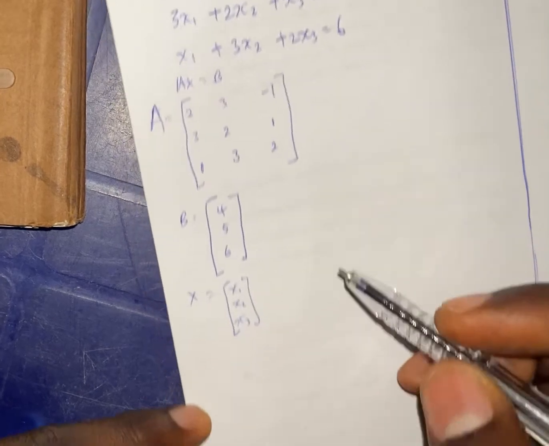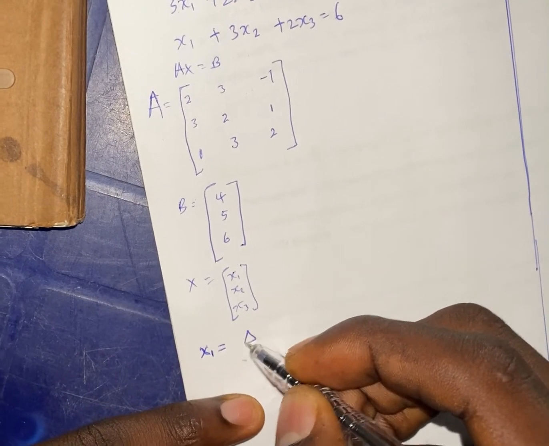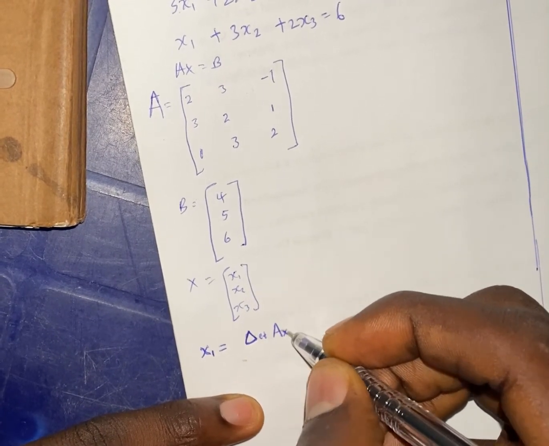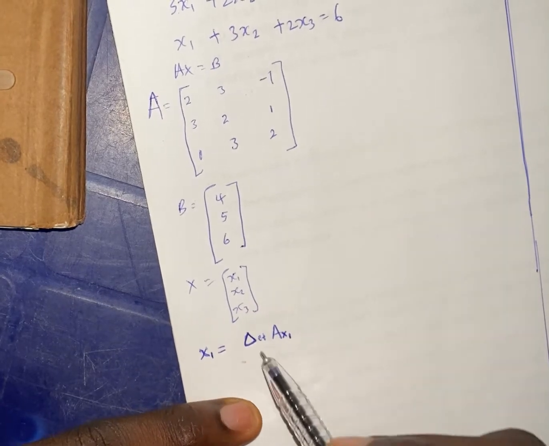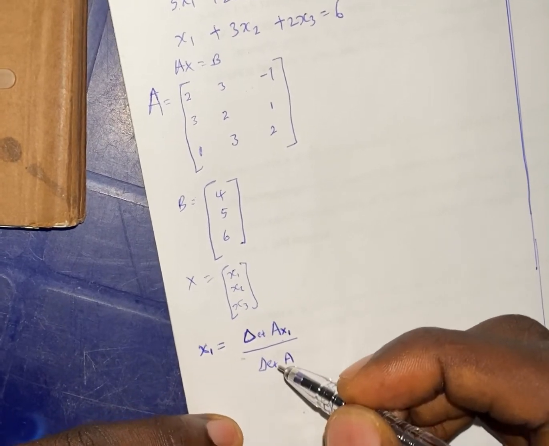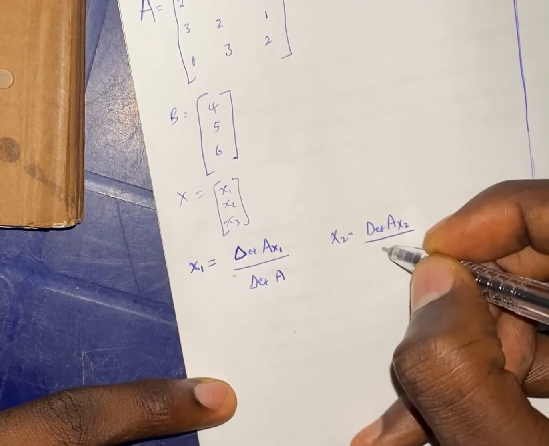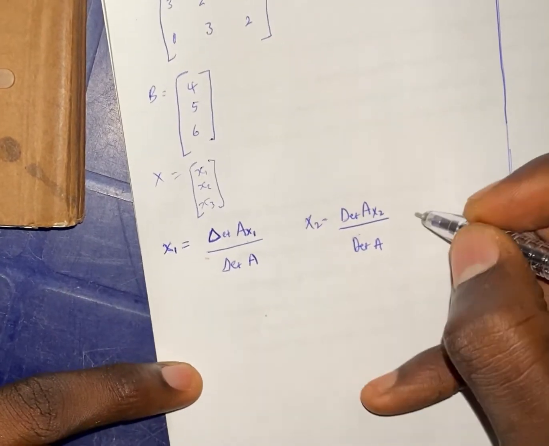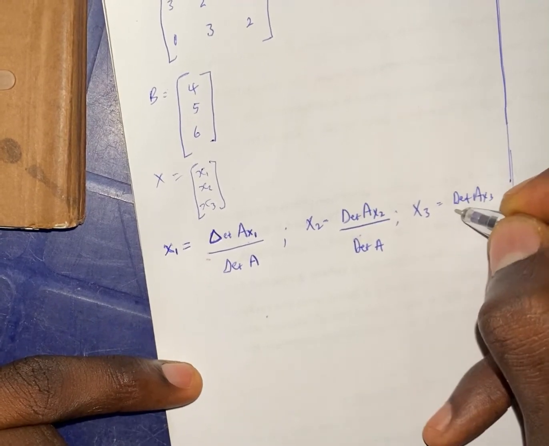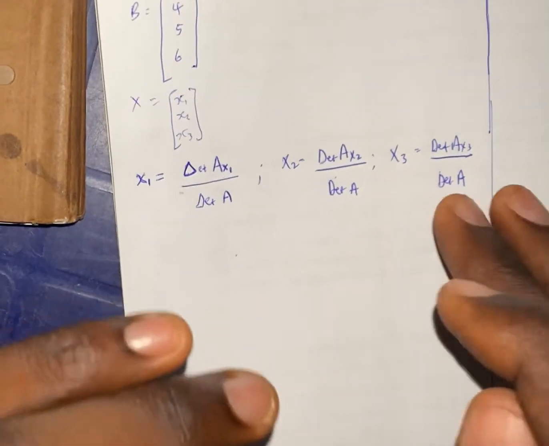Now let's solve. For us to get x1, what you have to do is calculate the determinant of Ax1, divided by the determinant of A. And for x2, we do the determinant of Ax2 divided by the determinant of A, and x3 will be the determinant of Ax3 divided by the determinant of A. Good, very simple. Once you do this, you get the answer.